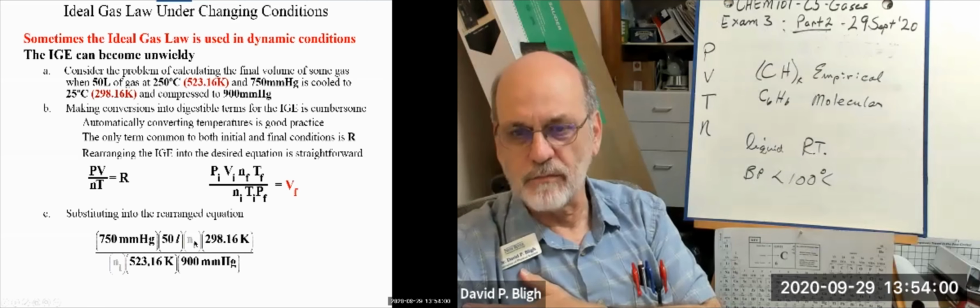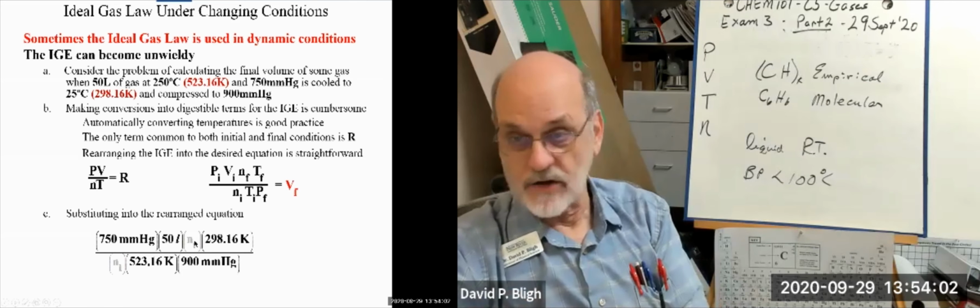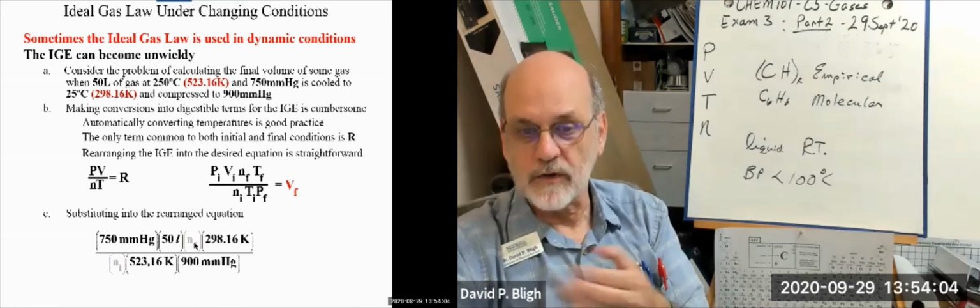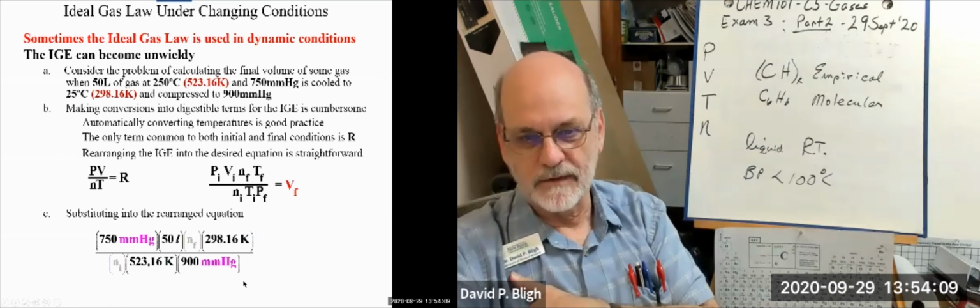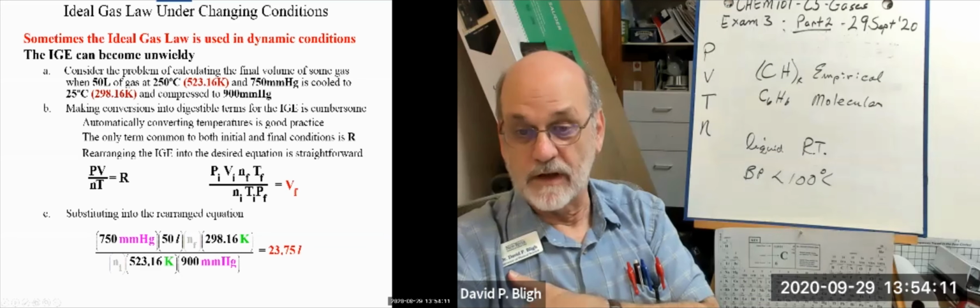And there I show the moles dropping out because the moles did not change. Before and after moles are constant, so they cancel out. And what are you left with? You're left with an answer.